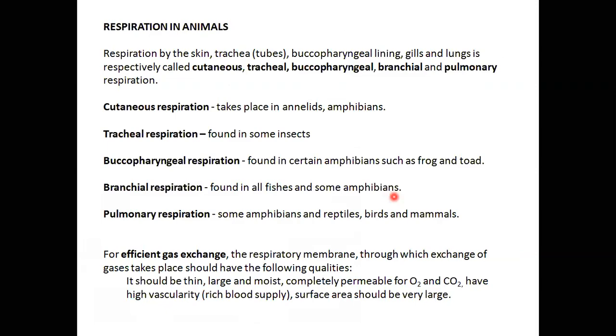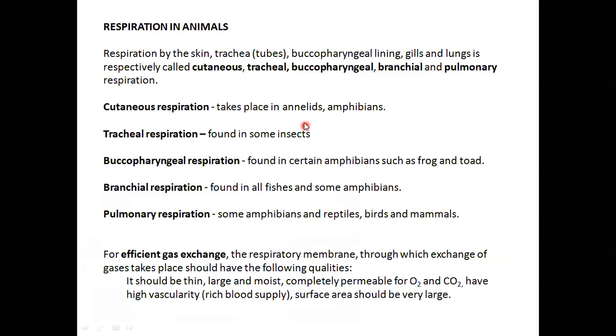Respiration in the case of animals. So, bachcha, in the case of animals, respiration by skin, trachea, buccopharyngeal lining, gills and lungs can take place. Okay, यहाँ पे मैंने 5 means of gaseous exchange लिखा है. Through respiration is happening in the animals. 5 means. The very first one is skin.